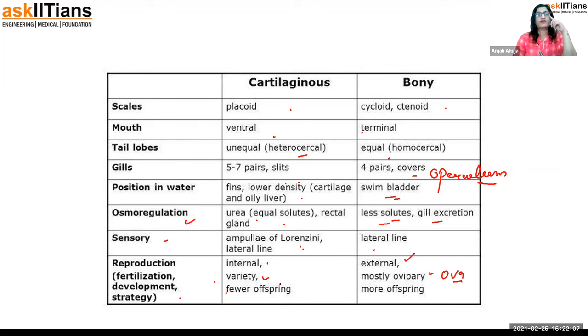And here, the rate of reproduction, fewer offsprings are produced in one case and more offsprings in the other, because externally many male gametes can fertilize with the female gametes. So many offsprings. Offsprings means next generation, babies, baby fishes, you must say. So I suppose now you clearly understand the differences between cartilaginous and the bony fishes.